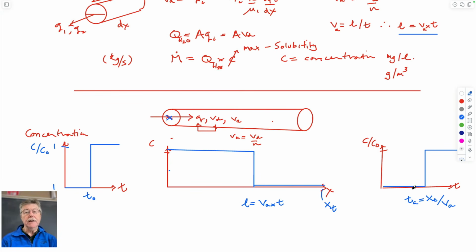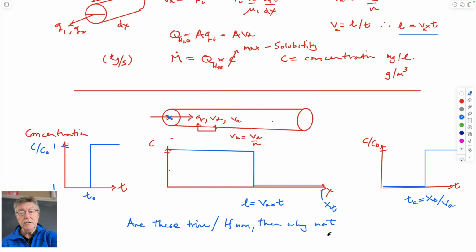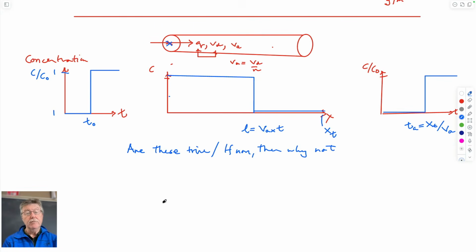And so now, I guess, what we're going to ask, these are simple ways of looking at it. I guess we're going to ask, are these true? They certainly make sense. And if not, then why not? So there are a couple of things that we have here. One, the shape of the plume.